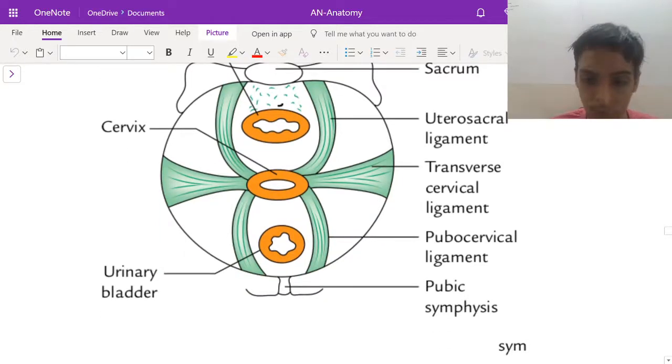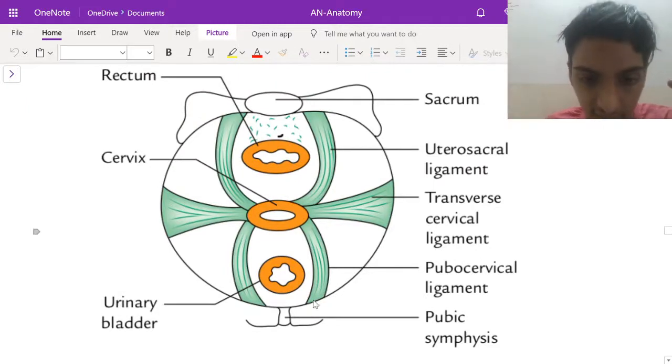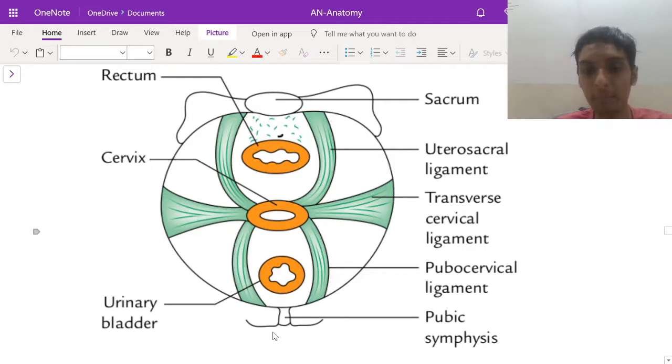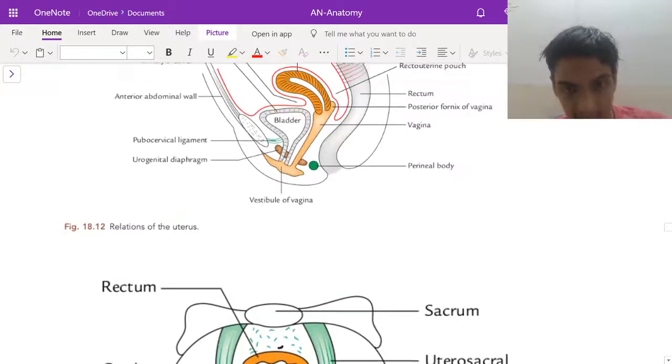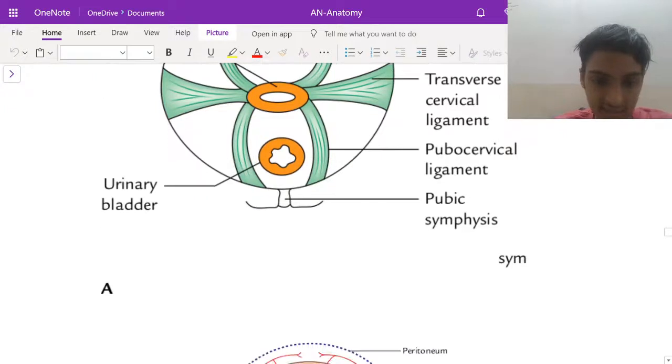Now the different supports we can see here. Coming to the different supports, we have bladder, cervix and rectum. I'll give you a simple mnemonic, BCR, as in bladder, cervix and rectum. So here we have the transverse cervical ligament, the uterosacral ligament, from the uterus to the sacrum. This is the pubic symphysis and the pubocervical ligament. Here also we can see this pubocervical ligament. Okay, these are the supports.